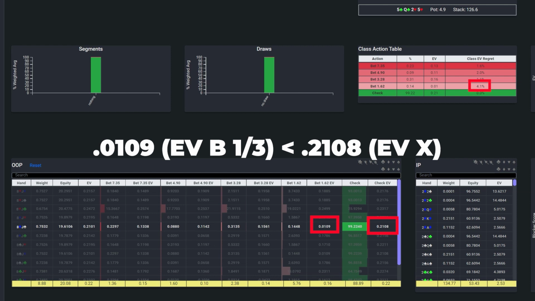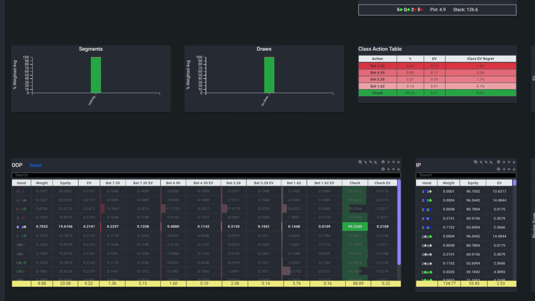Now obviously just calculating the EV regret for a single combo like this doesn't really add much value. The true usefulness of this metric becomes apparent when we're able to quickly measure the max EV loss across larger groups of hands without having to analyze each hand individually.